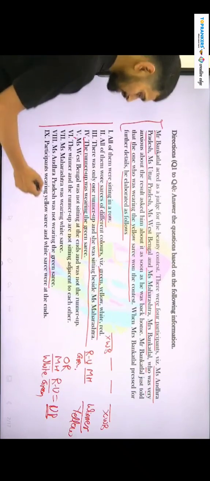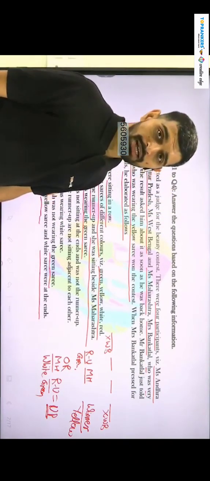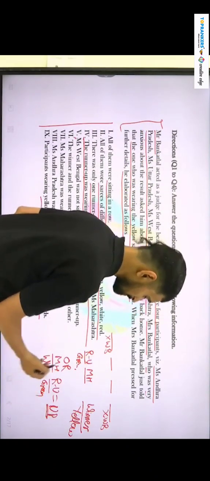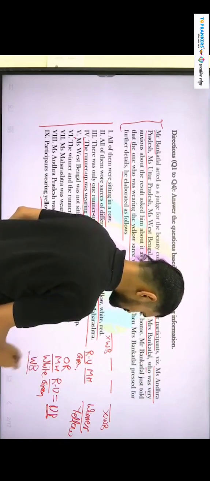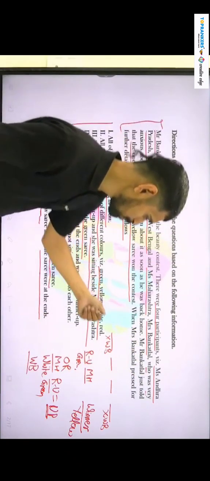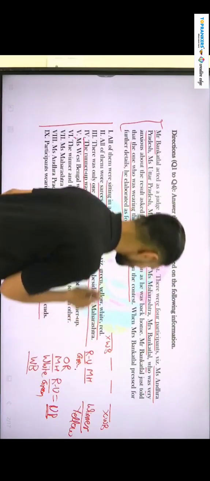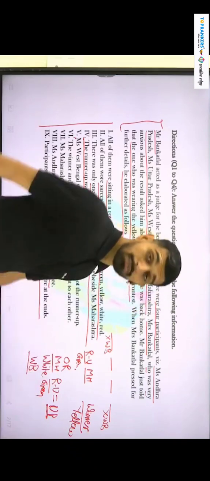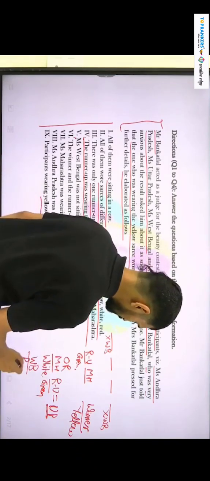And participants wearing yellow sari and white sari are at the ends. So I can definitely conclude Miss West Bengal is not at the ends. Miss West Bengal must be wearing red sari, green, yellow, white, red. So Miss West Bengal is not at the end, so she must not be wearing yellow or white. And Miss West Bengal is not runner-up, hence she must not be wearing green. So Miss West Bengal is wearing red sari.